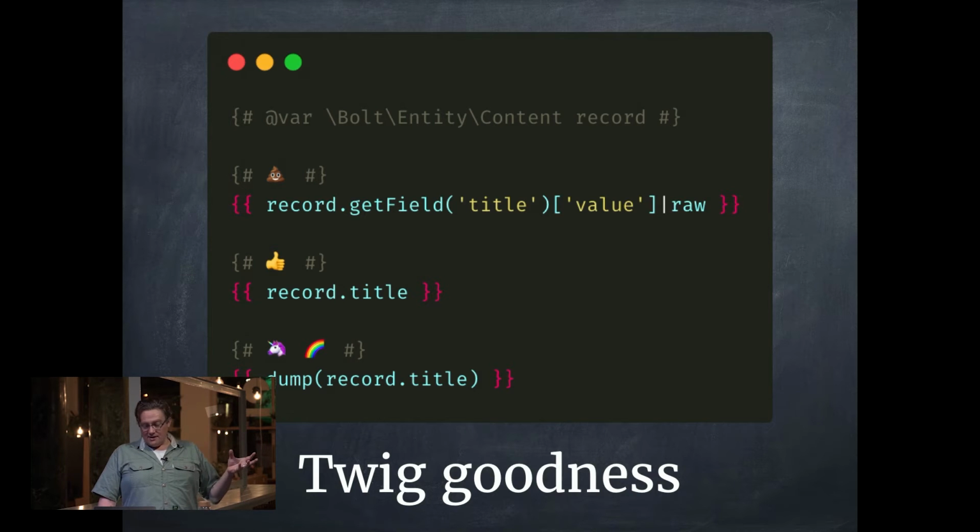And the cool part about this is that even if you dump this record.title, you will still get the entire field entity with all the properties and attributes that are assigned to it, so you can still debug it.